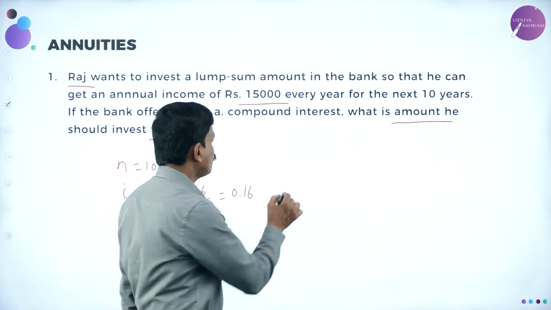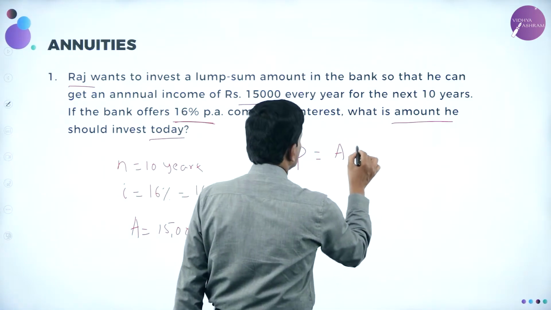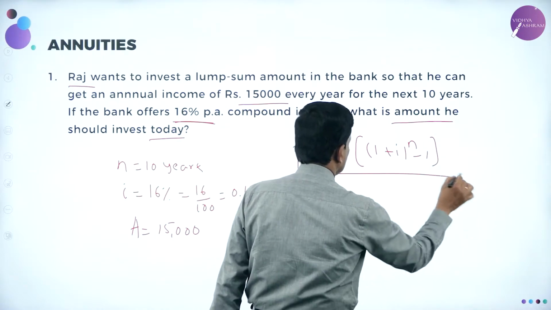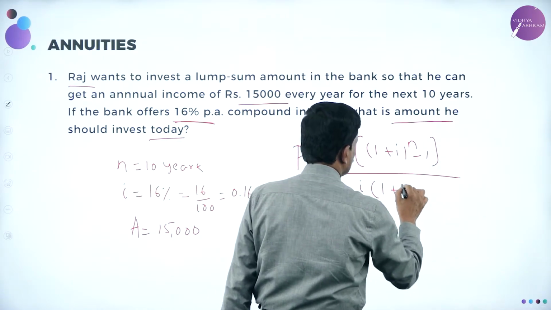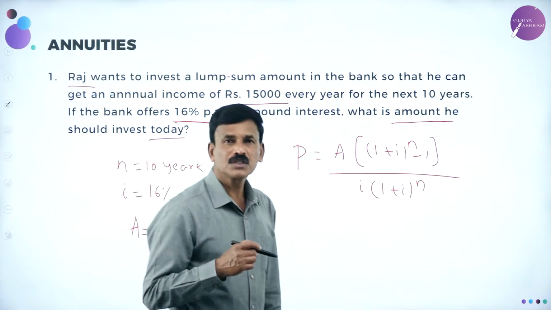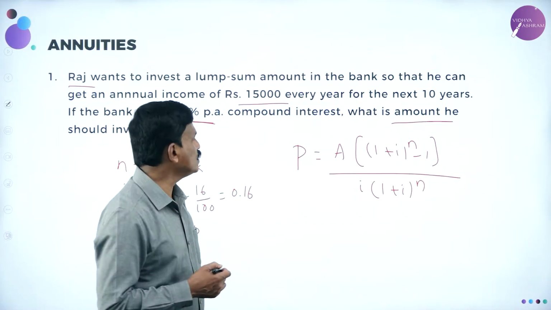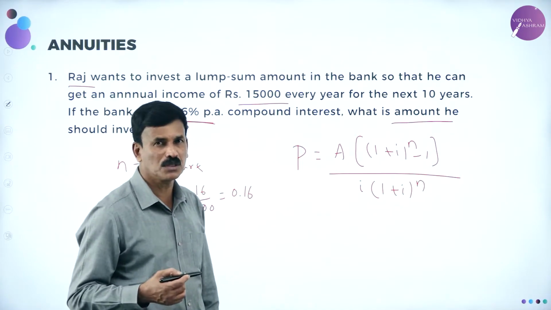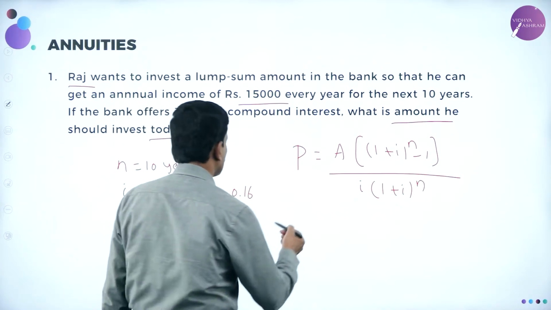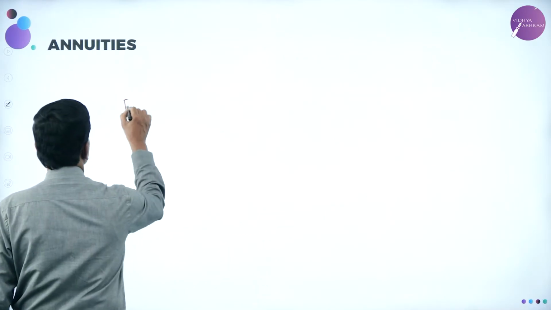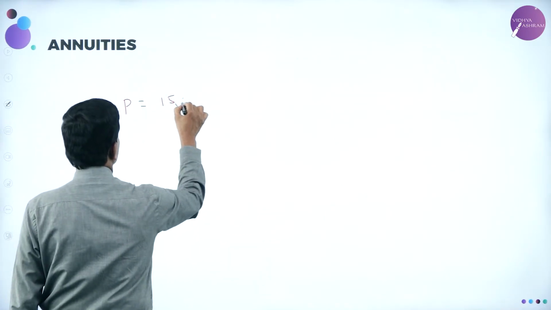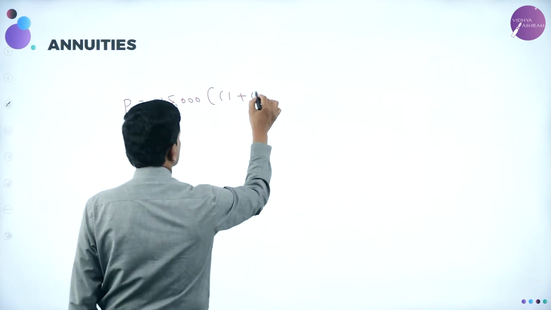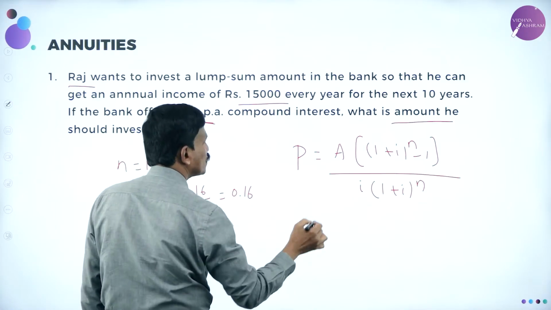Now therefore the formula for this is P is equal to A into (1 plus I to the power of n minus 1) divided by I into (1 plus I) to the power of n. Now substitute the values. What are the values we have? P is equal to A, which is 15,000, into 1 plus, what is I here? 0.16 to the power of n.